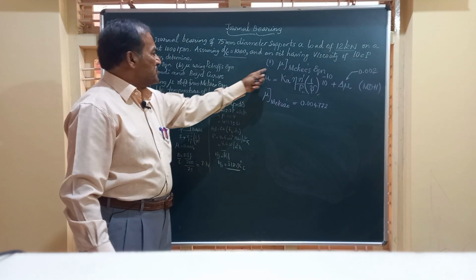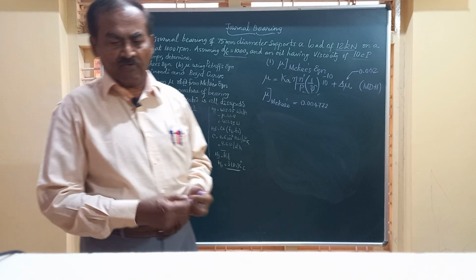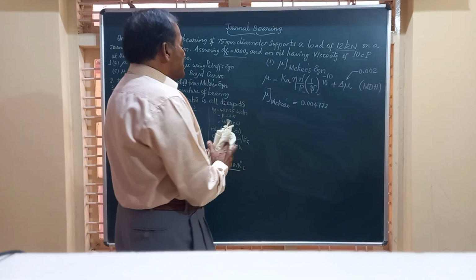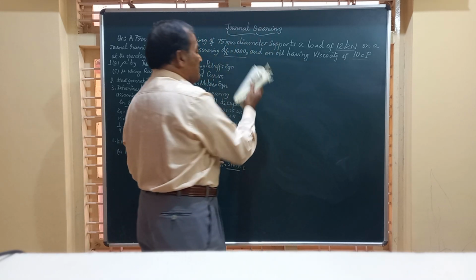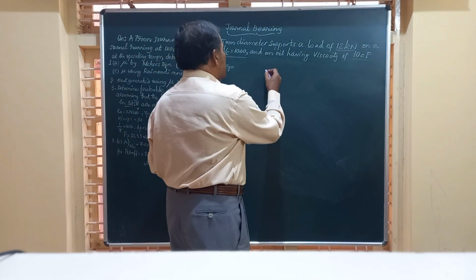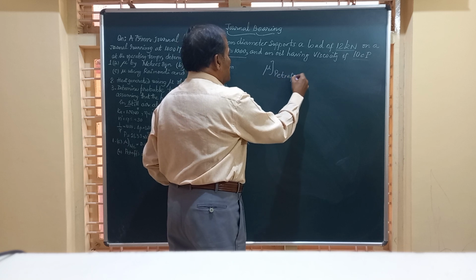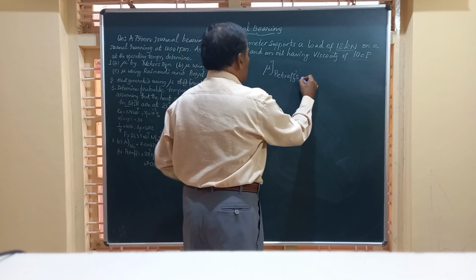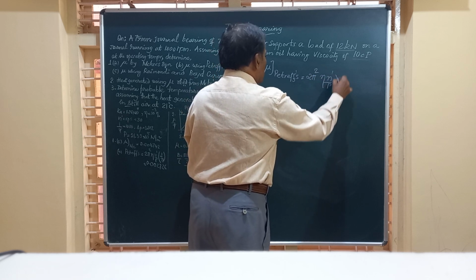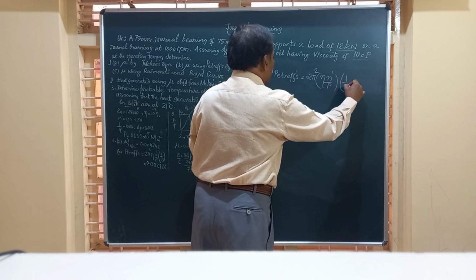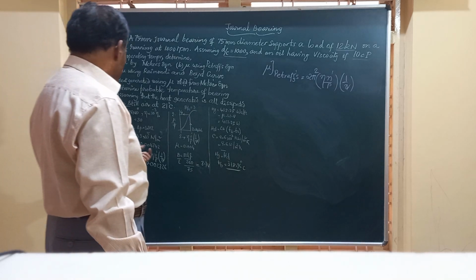Friends, in the same question, the second part is asking what is the value of mu using Petroff's equation. So there is a separate equation of Petroff's, and the coefficient of friction using Petroff's, I will say mu by Petroff's, is given by the formula 2 pi square eta n dash by p into 1 by psi. This is the equation for Petroff's.